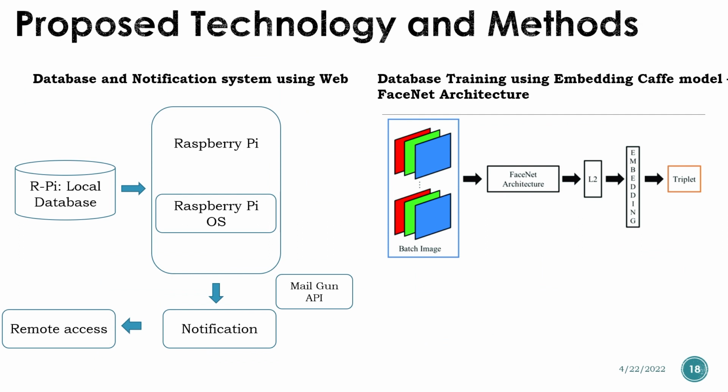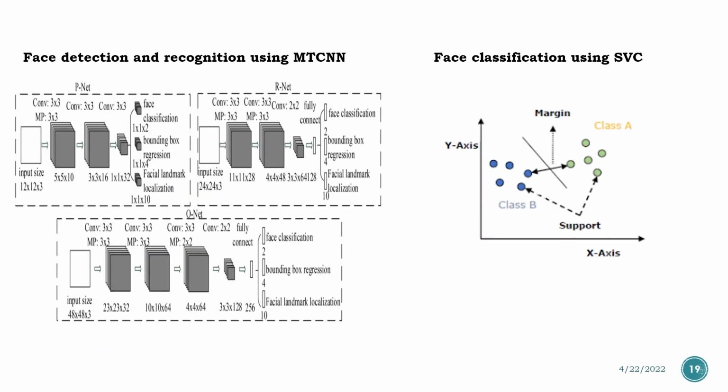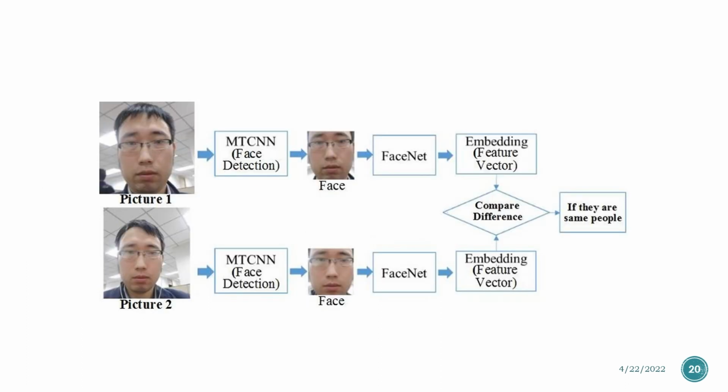And this is the proposed technology and the methods for it. The database and notification system are done using the web, and for database training we are using the embedding Caffe model using the FaceNet architecture. For face detection and recognition, we are using MTCNN, the multitask cascaded convolutional neural network, which consists of PNet, RNet, and ONet. For face classification, we are using SVC, the support vector classifier, which classifies into two classes, identified and unidentified. This is the MTCNN block diagram, where the face is detected and features are obtained using the FaceNet architecture. We classify the features and the vector obtained, and by comparing them, we recognize the face.